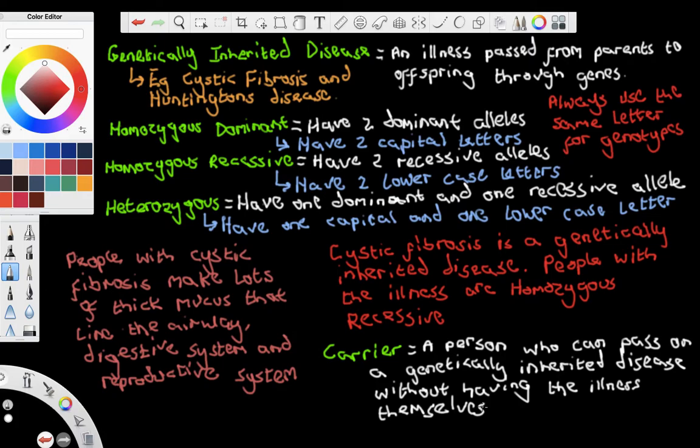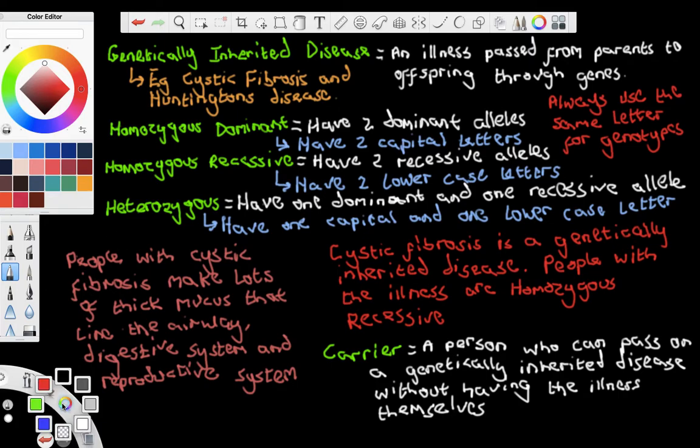Carriers are heterozygous. They have one dominant allele and one recessive allele. You cannot be a carrier if an illness is caused by a dominant allele. Okay? This is because if you have the dominant allele, you have the illness. You only need one dominant allele to have that illness. If you don't understand that, go back and watch our lesson previously to understand it. I explained it in the last lesson.